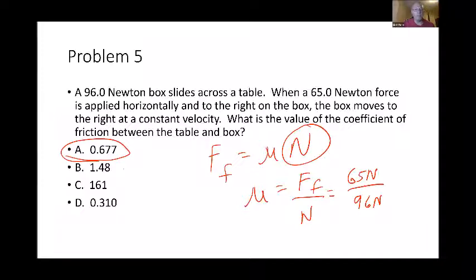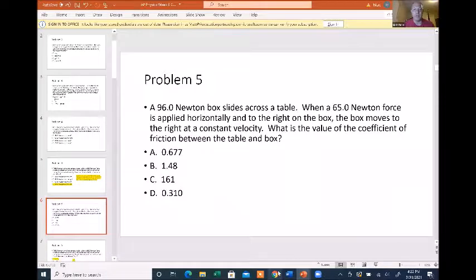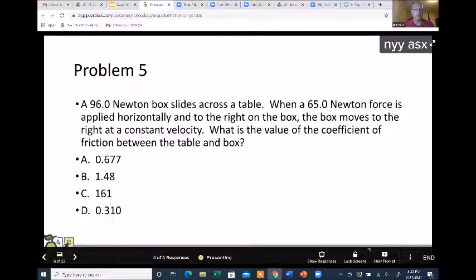In most cases, the coefficient of friction is going to be less than 1. There are some cases when that's not true, but if you've got to take a guess on an AP exam, guess the coefficients that are less than 1 if you're just blind guessing, because typically the coefficient is going to be less than 1. Any questions on problem 5? Guys, be sure to ask if you have a question. I promise you I'll do my best to answer it for you.